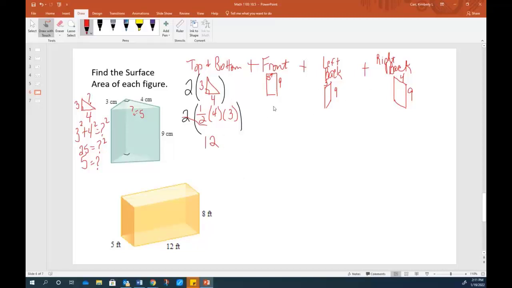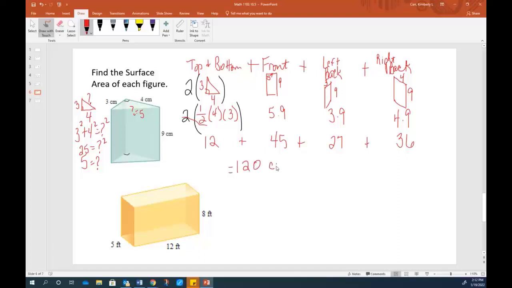Now, on the rectangles, it's much faster. 5 times 9, 45. 3 times 9, 27. 4 times 9, 36. So I'm going to add all of those pieces and then put my units with it. So 12 plus 45 plus 27 plus 36, and that's 120. So this comes out to 120.